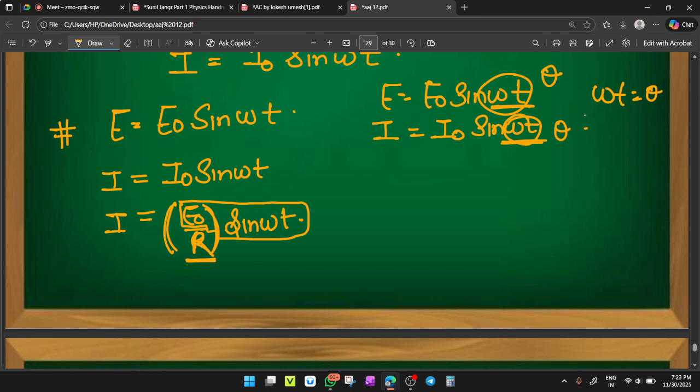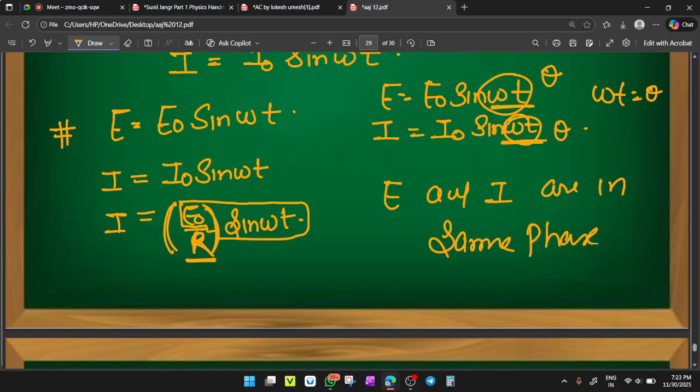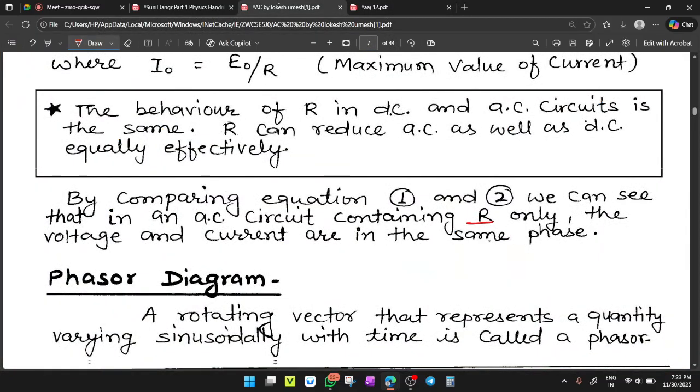Clear? So they are said to be in the same phase. It means that in a purely resistive circuit, the applied EMF and current are in the same phase. They are in the same phase, meaning the angle of phase equals 0. You can say the phase difference equals 0. So the voltage and current will be in the same phase.